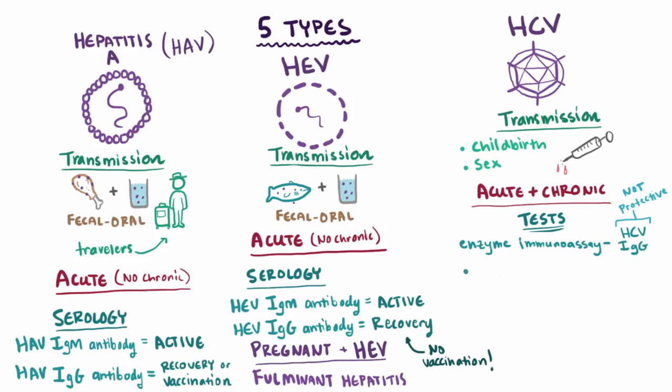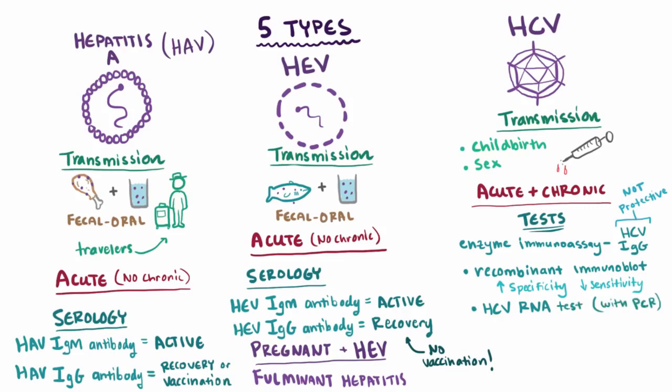To get more specific confirmation, you might use recombinant immunoblot assay, which helps confirm HCV. It's more specific but less sensitive than the immunoassay. Clinically, recombinant immunoblot assay doesn't provide much usefulness, and actually needs an additional supplemental test if it's positive. That being said, the gold standard for HCV diagnosis is an HCV RNA test, using PCR, or polymerase chain reaction.